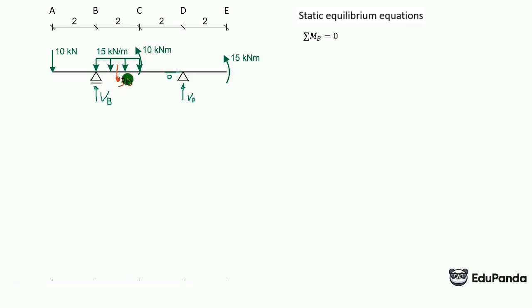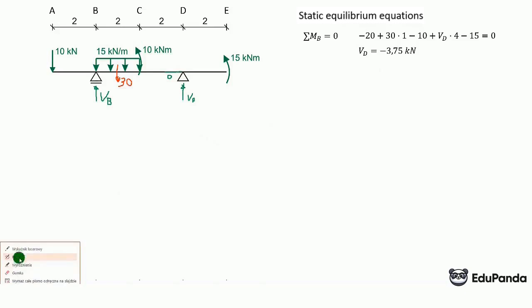And now the sum of moments at point B equals 0, so minus 10 times 2 plus 30 times 1. The moment is applied as counterclockwise, so minus 10 minus Vd times 4 and minus 15. From this it follows that Vd is equal to minus 3.75.